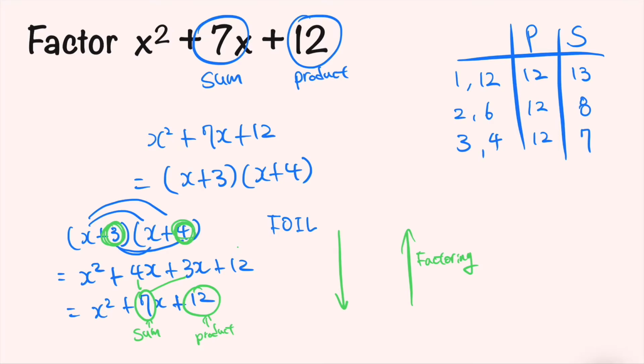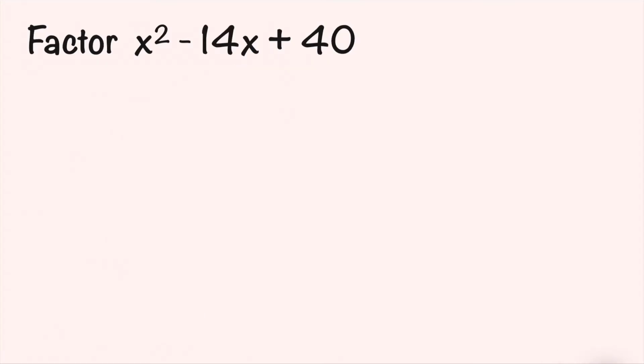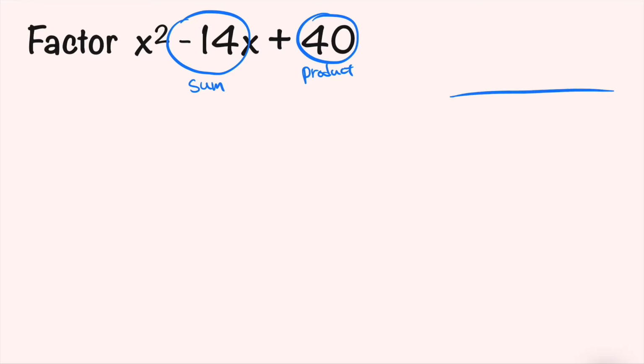Let's practice more with different questions. Factor x squared minus 14x plus 40. The numbers are bigger now, but the principle does not change. We're going to find two numbers whose product is 40 and whose sum is negative 14. Make sure to include the negative. So I'm going to draw the chart again. So this is the product and this is the sum.